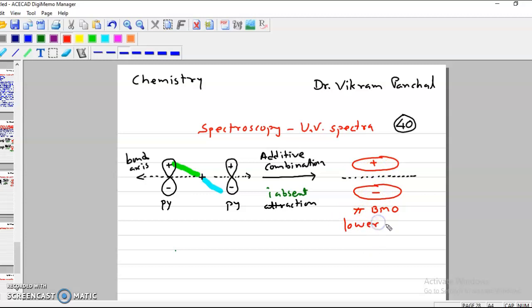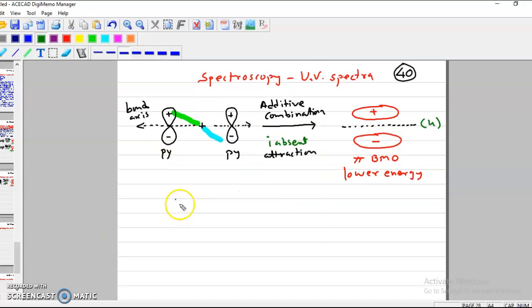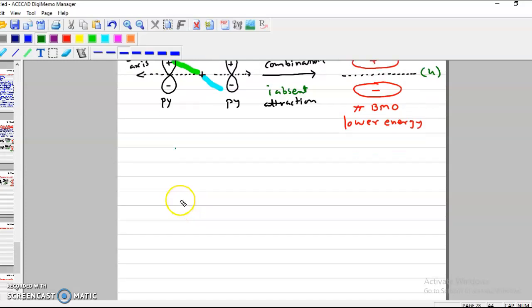So the energy of this orbital will be very low, and as there is no center of symmetry present in this case, this type of orbital is Ungerade orbital. Ungerade means opposite or not similar.